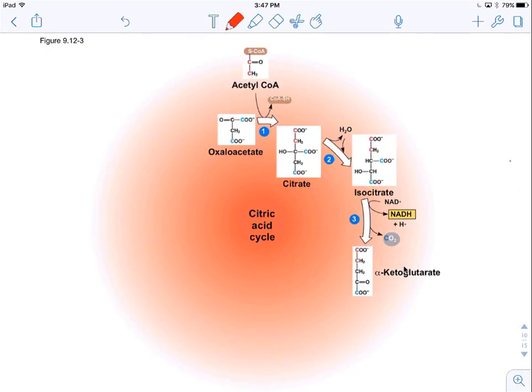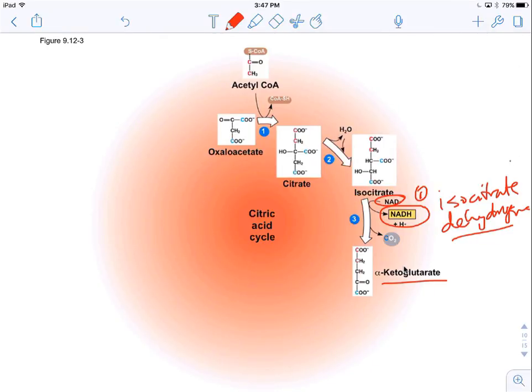The next step is catalyzed by an enzyme called isocitrate dehydrogenase. And because it's a dehydrogenase, okay, it reduces a molecule of NAD to NADH. So there's the first of our NADH made. And we're left with alpha-ketoglutarate. And it also releases a molecule of carbon dioxide.